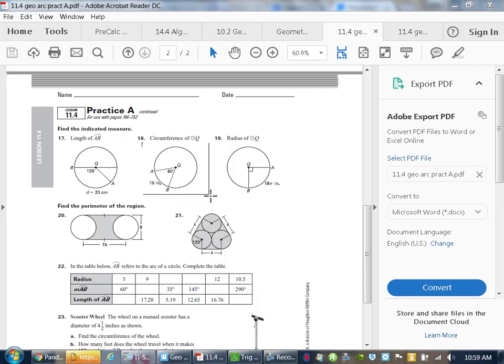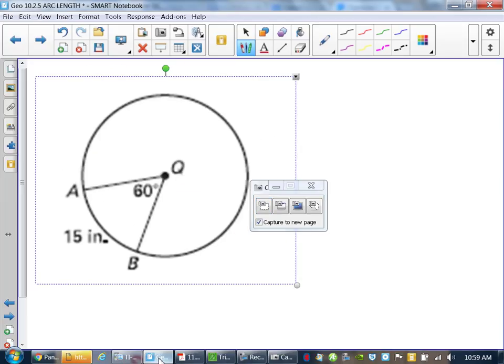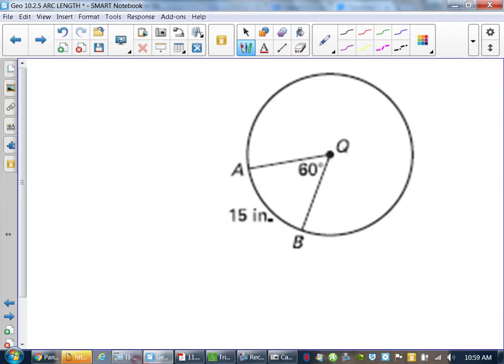Let's try another one with radius. Sometimes you'll have to deal with decimals. Sometimes you might have to worry about working with decimals, which means we have to know the correct sequences in which you press buttons on your calculator.